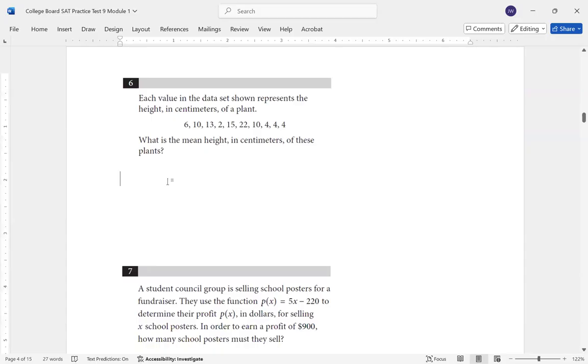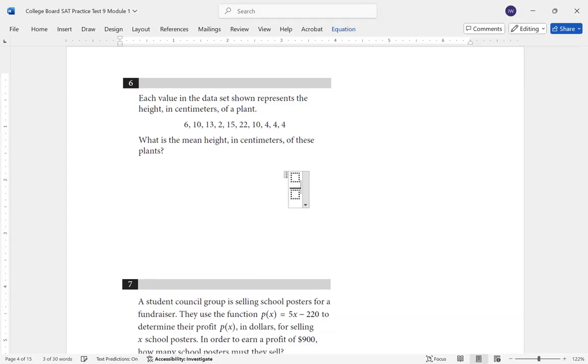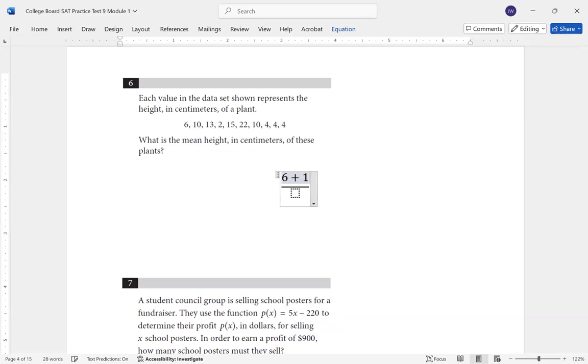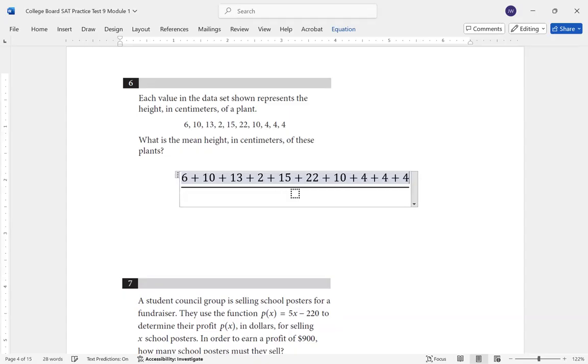Question 6. Each value in the data set shown represents the height in centimeters of a plant. What is the mean height in centimeters of these plants? So we're trying to find the average. And to find the average, we'd add up all those numbers. 6 plus 10 plus 13 plus 2 plus 15 plus 22 plus 10 plus 4 plus 4 plus 4, and then divide that by the number of numerical values in the set.